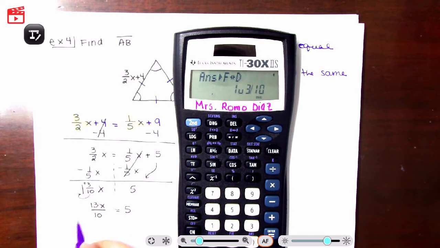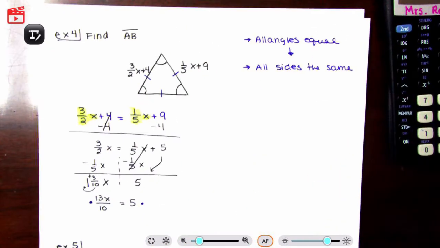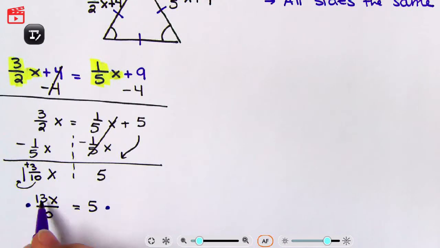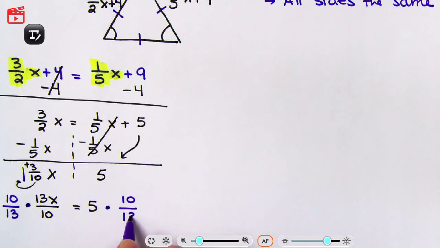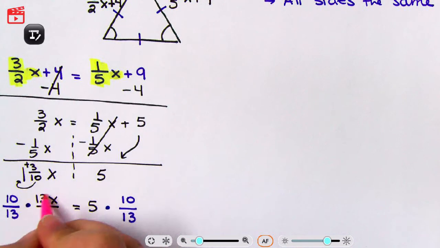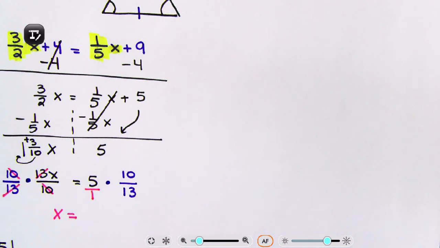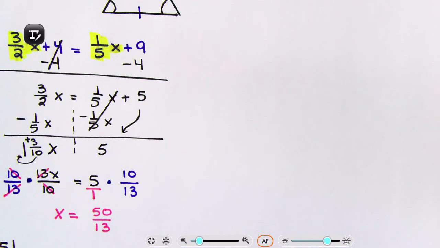The last step is you're going to multiply both sides by what's called a reciprocal. A reciprocal just means you take the fraction and you flip it. So here's your fraction, 13/10, and we're going to flip it to 10 over 13, and I'm going to multiply that on both sides. The reason I'm going to do that is because I want to get rid of the 13, and I want to get rid of the 10. So what we're left with on this left side is just x. Here, you can use a calculator if you want. You're going to have 50 over 13 as your x value.